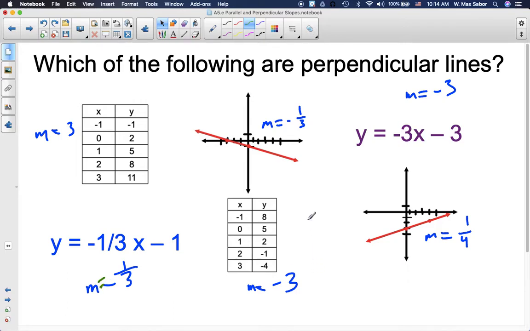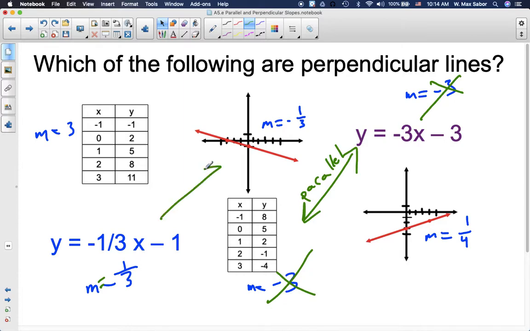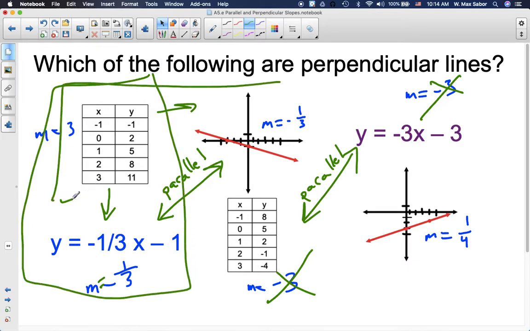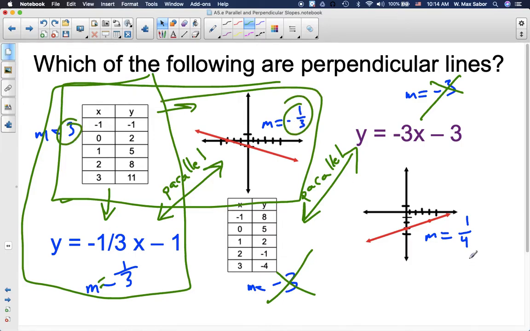Negative 3's perpendicular slope would be positive 1/3. There are no positive 1/3, so that doesn't have any perpendicular slopes. These two are parallel, but they don't have any perpendicular lines listed here. These two are also parallel, and they are perpendicular to this one. So these two are perpendicular, and these two are perpendicular, because 3 and negative 1/3 are negative reciprocals. 1/4 doesn't match with any of them.